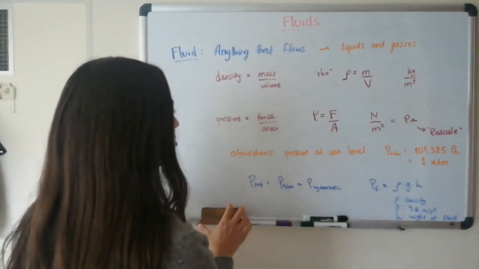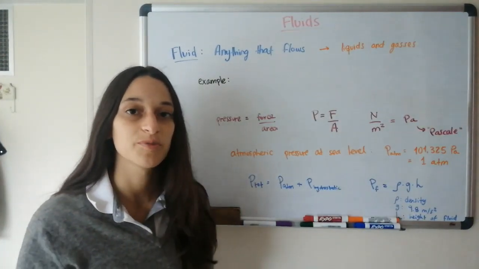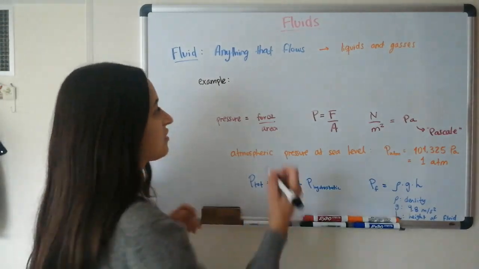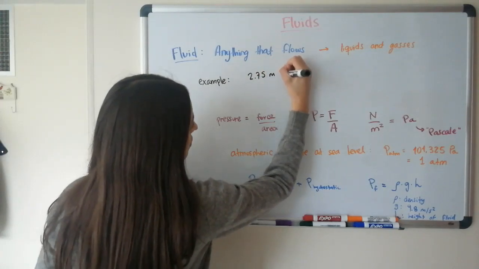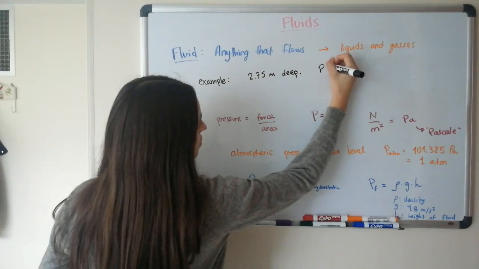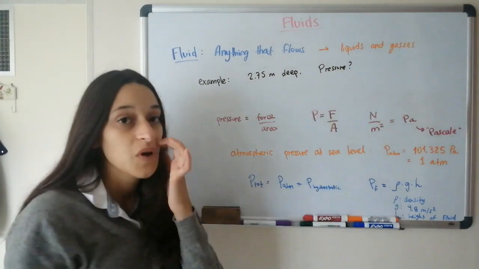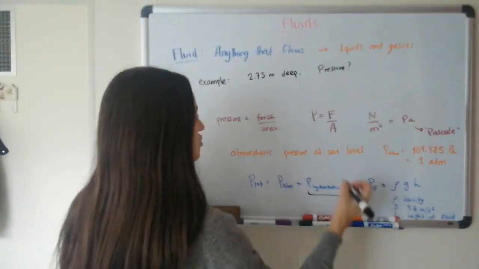So let's do an example up here. Imagine you're underneath the pool, at the bottom of the pool that is almost 3 meters deep. So 2.75 meters deep. What pressure will you feel in total? So what we need to do first is calculate this P with this equation.